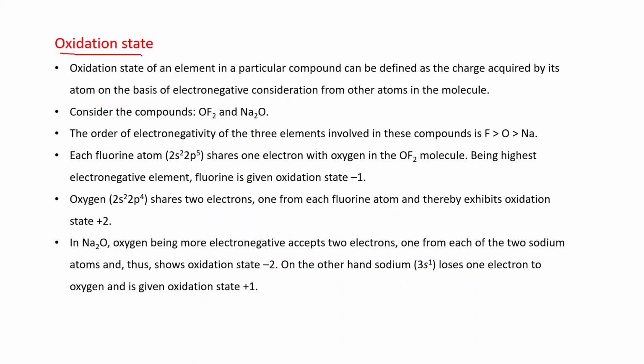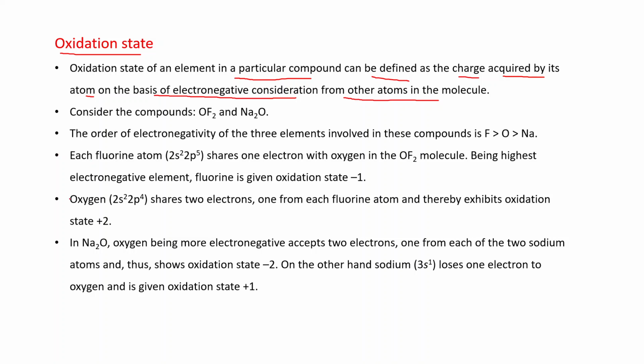Oxidation state. What is oxidation state? Oxidation state of an element in a particular compound can be defined as the charge acquired by its atom on the basis of electronegativity considerations from other atoms in the molecule. Actually, this is the charge developed or present on the atom in a compound.